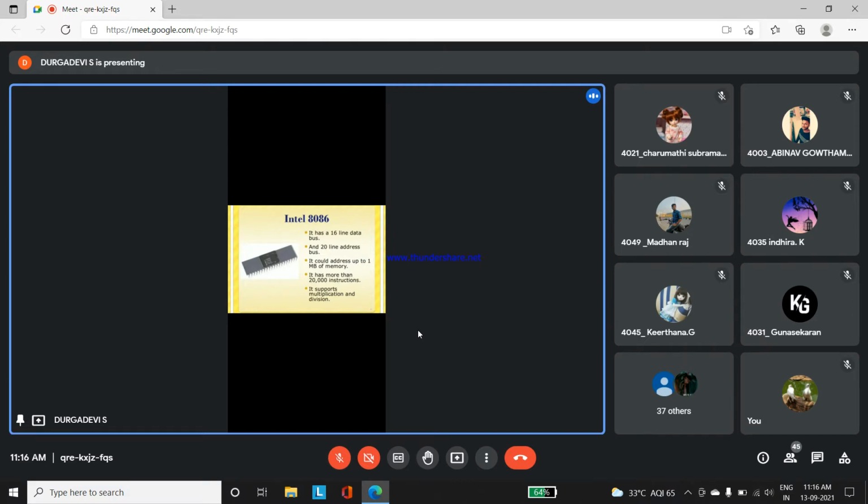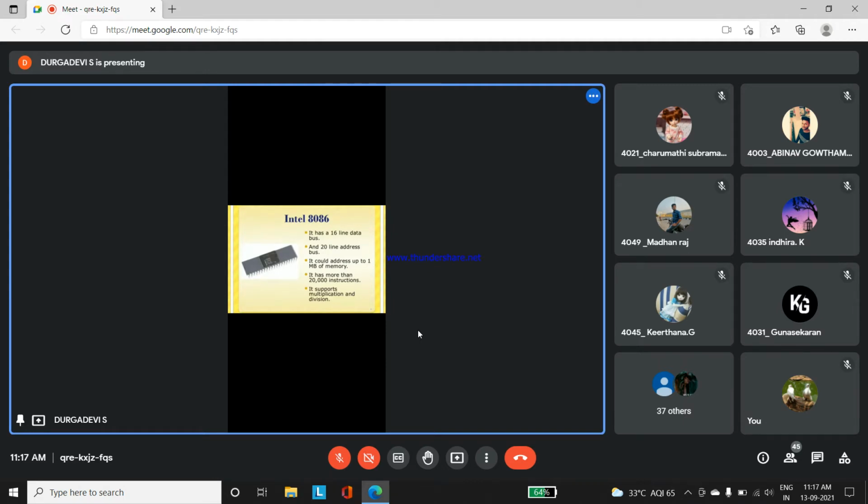For example, if you have a 2-bit address line, that means 2 power 2, which means 4: 00, 01, 10, 11. So 4 locations only you can address with the help of 2 bits. So 20 bits is the relationship between the address lines and the memory locations. That you have to know. And one more thing, your 8086 will support multiplication and division instructions. These are very, very important points that you have to know.